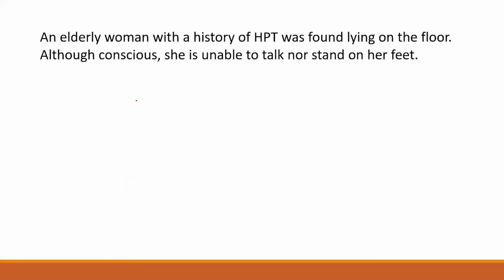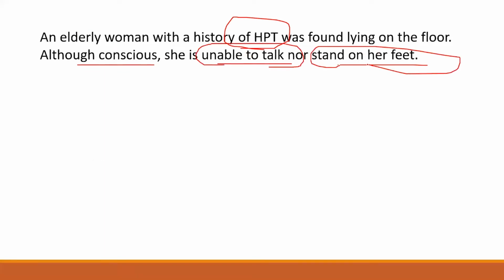Good. Now we have an elderly woman with a history of hypertension, HPT, who was found lying on the floor. Although conscious, she is unable to talk or stand on her feet. Again, there's a history of hypertension. So think of the possible complications of hypertension that could lead to inability to talk or stand. That means you are thinking of a problem relating to the brain. So it could be stroke, isn't it? Something like that. All right.